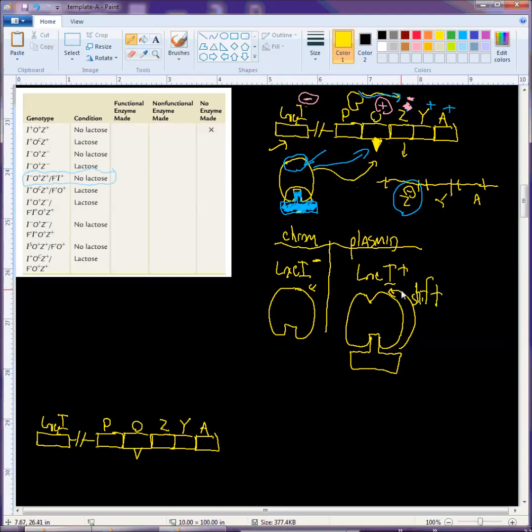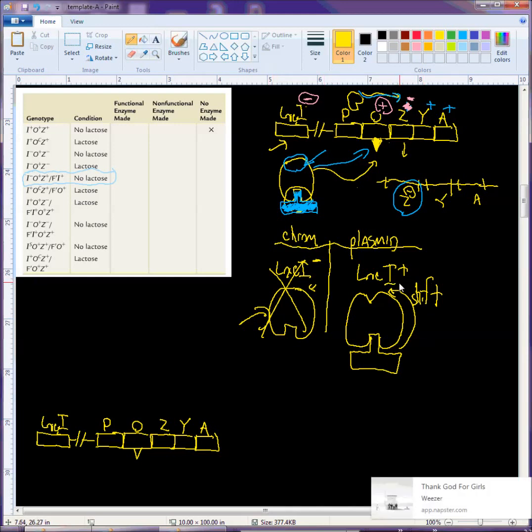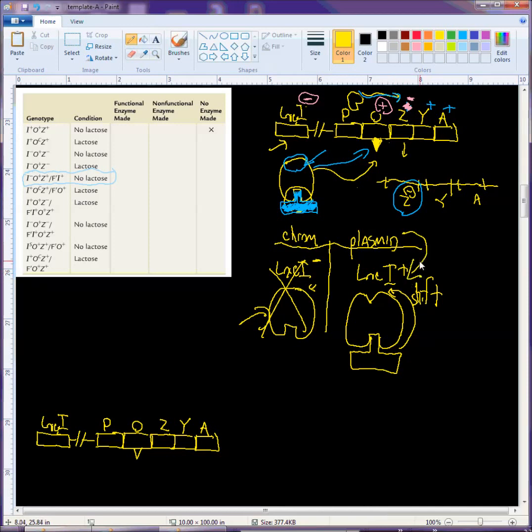Okay, so in this cell, when there is no lactose, what is going to happen? Well, this cannot bind the operator. So this is useless to us. It's just going to be floating around in the cell doing nothing. But this one over here that's encoded from the plasmid can float around in the cell, and it can still bind to the operator up here.